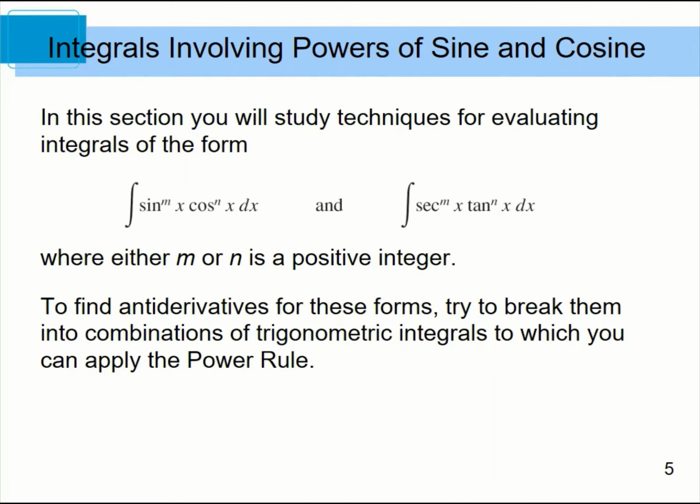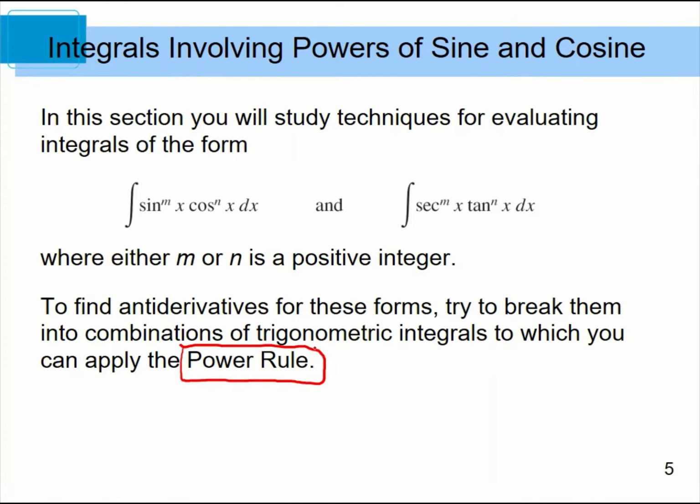Okay, so as we mentioned earlier, we want to discuss how to solve the integration involving the power of sine and the power of cos, also the power of secant and the power of tangent. Now, to find the integral of this form, we are going to break them into the combination of trigonometric integrals to which you can apply the power rule. So we are going to use the power rule to solve this.